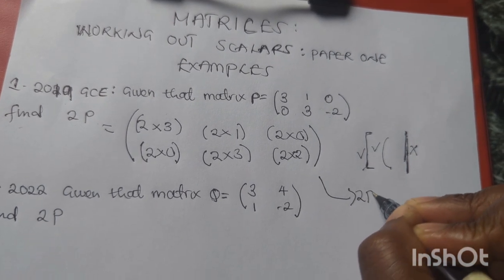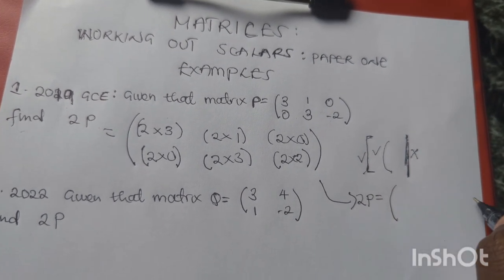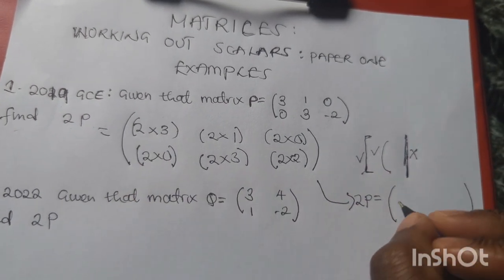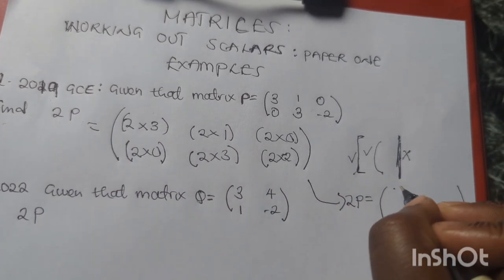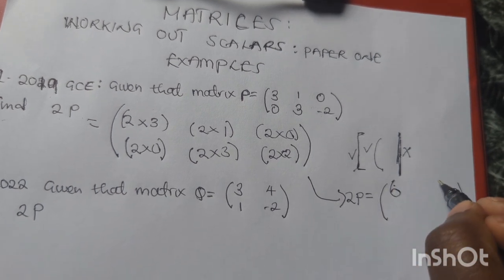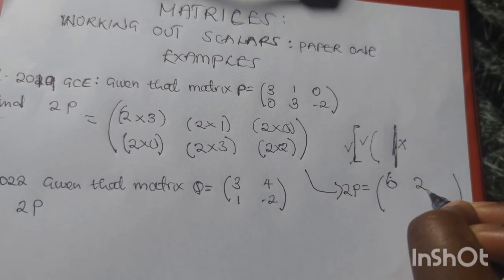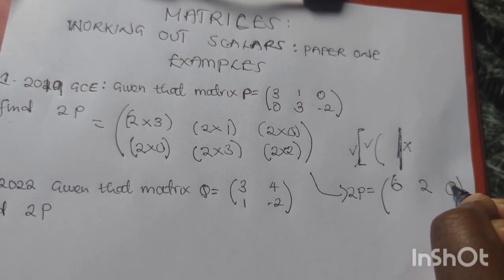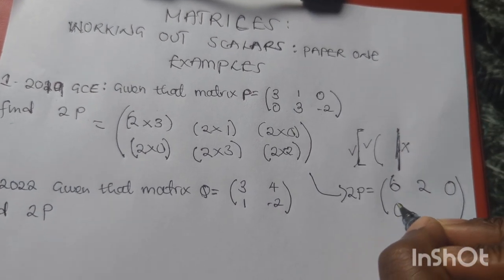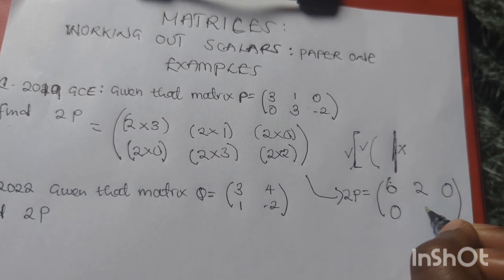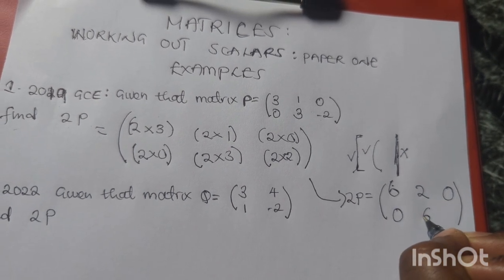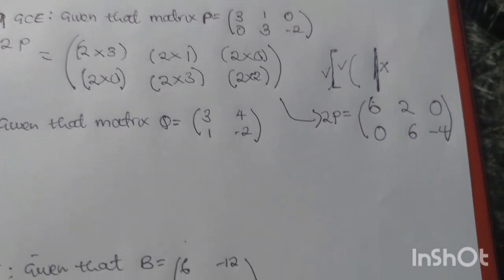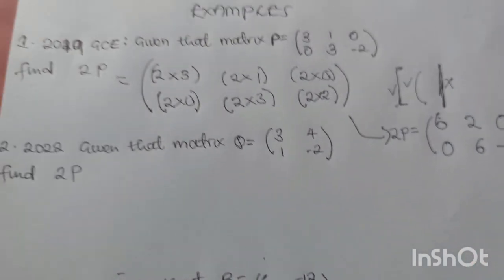So 2P is equal to, what is 2 by 3? 2 by 3 is a 6. Next, 2 by 1, 2. Next, 2 by 0, 0. Next, 2 by 0 again, 0. 2 by 3, that is a 6. 2 by -2, -4. That's all. That is it there. Hope that's clear.